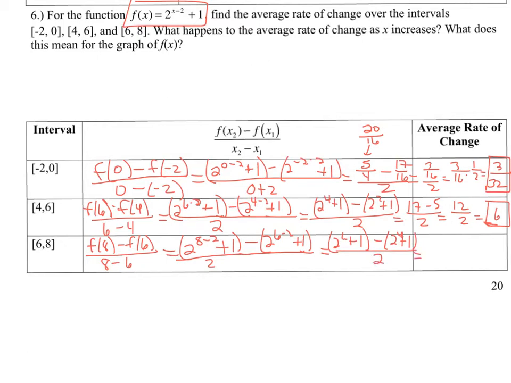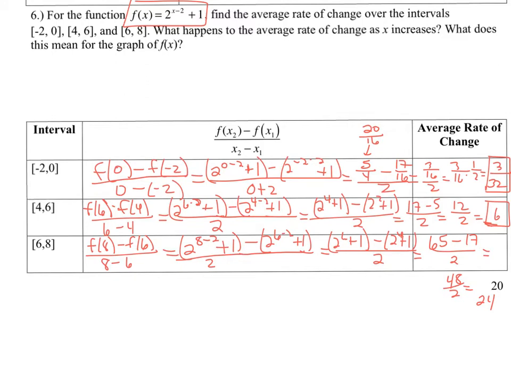Well, 2 to the 6th power is 64 plus 1 is 65. 2 to the 4th is 16 plus 1 is 17, divided by 2. This gives us 48 divided by 2, or 24. So we can see that the average rate of change is increasing by a multiple of 4 as x increases.